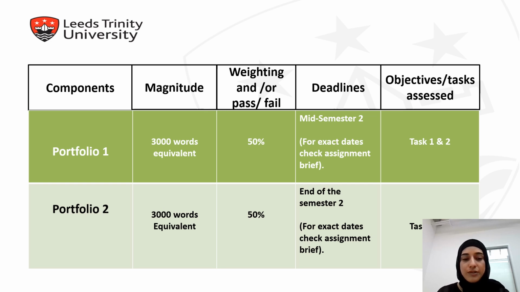Portfolio number 1 will comprise task 1 and task 2, as I discussed earlier. In portfolio number 2, again, the word count is 3000 or equivalent, the passing percentage is again 50%, and you have to submit portfolio number 2 at the end of semester 2. Again, for the exact dates, you have to check your assignment briefs, and it will comprise task number 3 and task number 4.